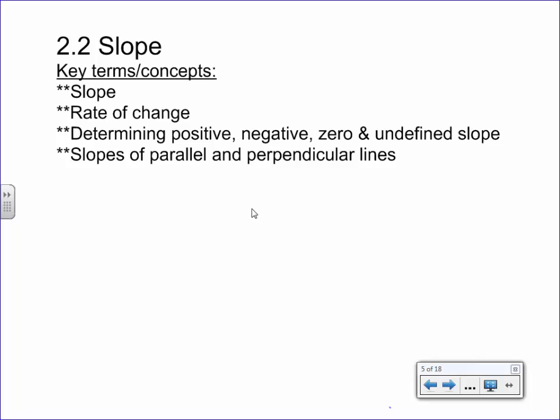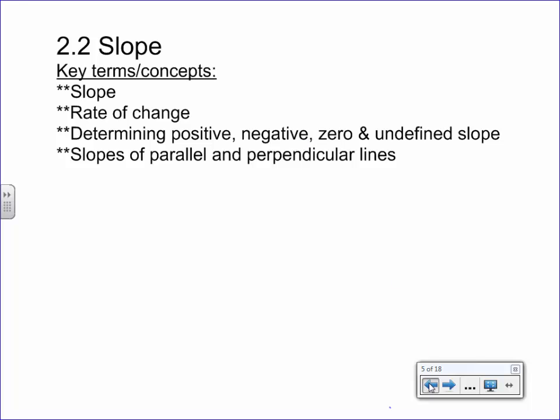Okay, today's topic, slope. Talk about slope and how to calculate it. Slope is also applied to and is a form of rate of change. We'll be able to tell by looking at linear graphs whether they're positive, negative, zero, or have an undefined slope. And we'll discuss briefly what the slopes of parallel and or perpendicular lines are.